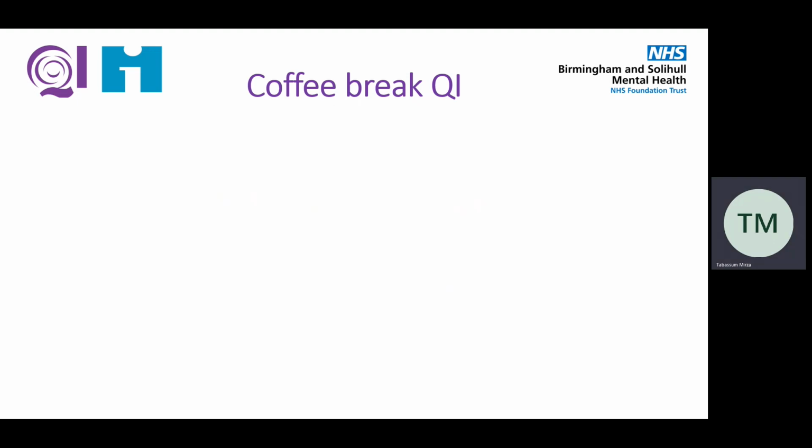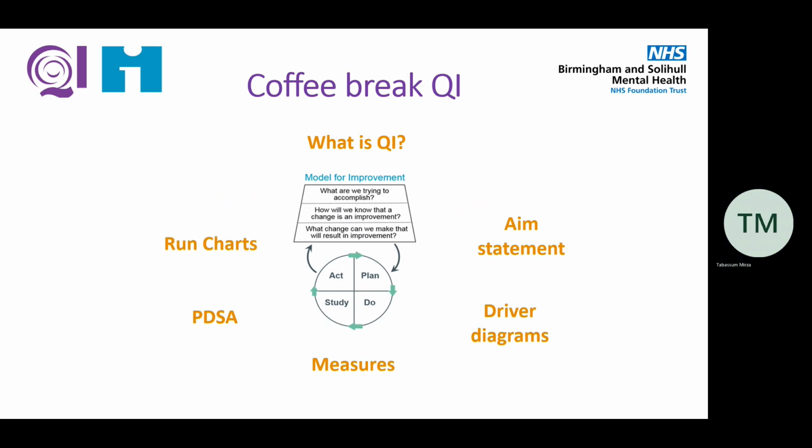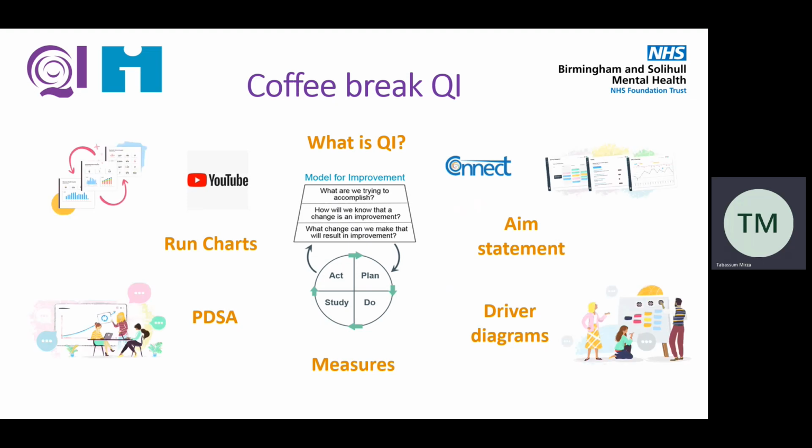In previous Coffee Break QI videos, you were introduced to the model of improvement: What is QI, aim statements, driver diagrams, measures, PDSA, and run charts. These videos can be found on the Trust Intranet Connect and on YouTube. The videos to date in conjunction with QI training and QI team support will help you to understand how to plan, start, and run a quality improvement project following our Trust's model for improvement. Live QI is where you and your project team will see all those elements come together.